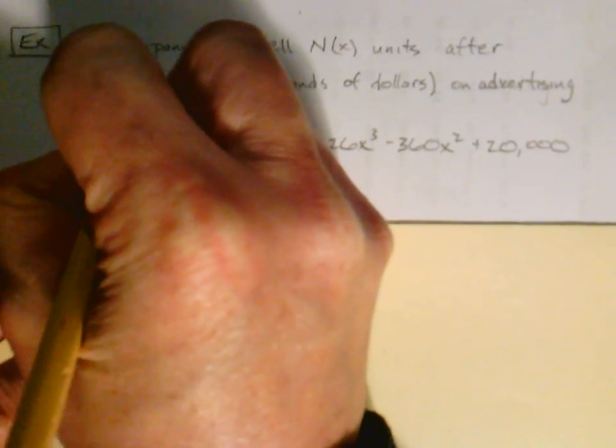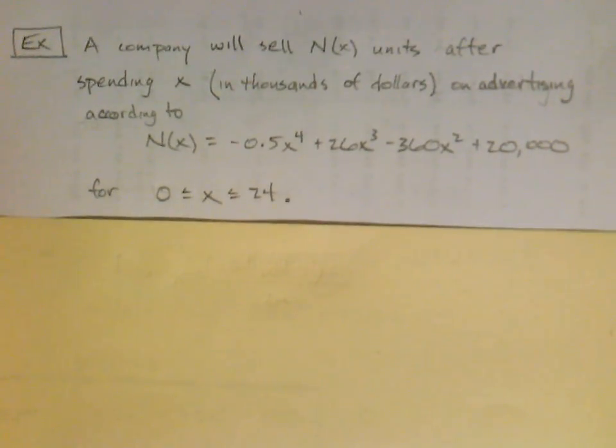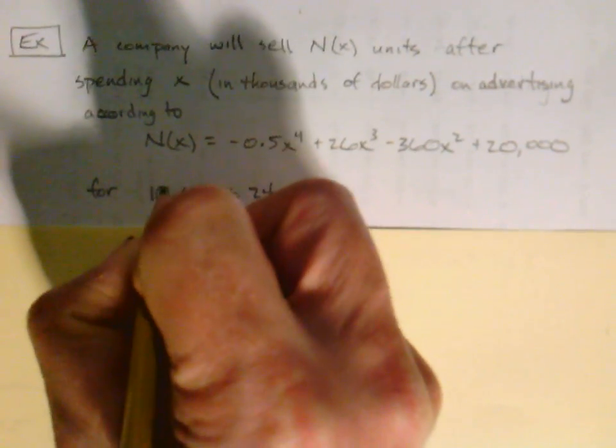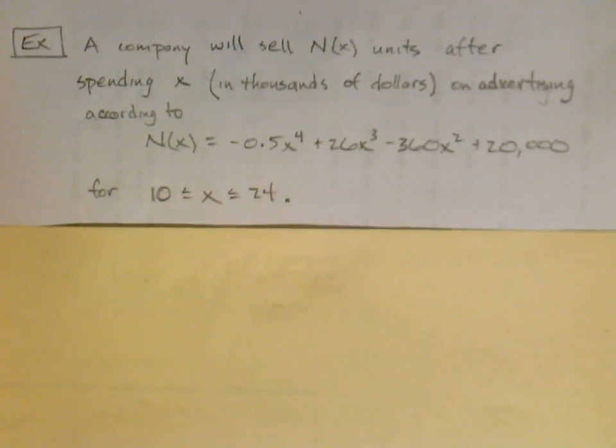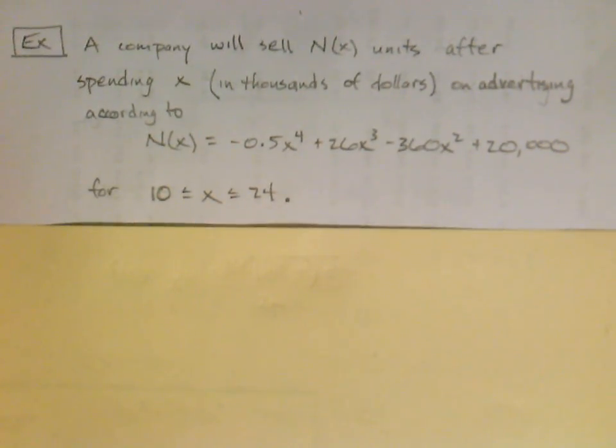according to N of X equals negative 0.5 x to the fourth plus 26 x to the third minus 360 x squared plus 20,004. Now I made another mistake, or maybe my eraser just caught it. That should have been a 10 when x is between 10 and 24.